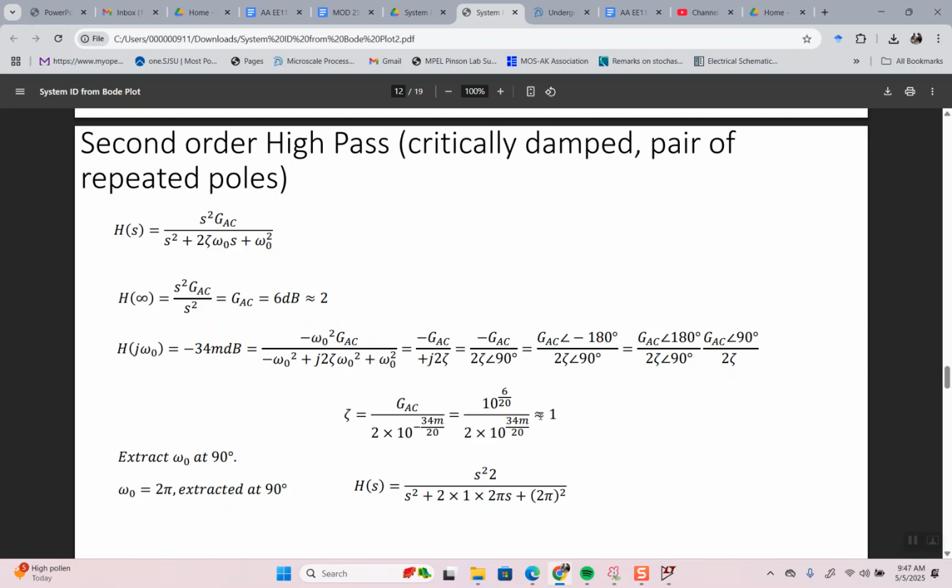Okay. I'm thinking there should be an equal sign here. Okay.